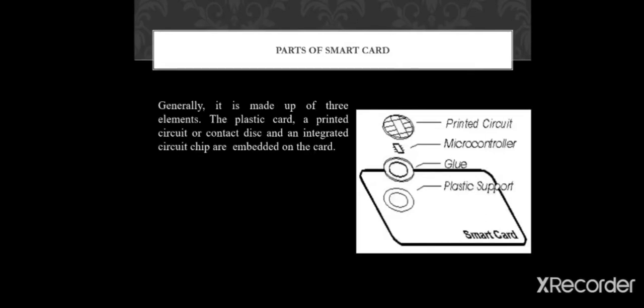Now the parts of a smart card. What are the parts of a smart card? As you can see in the picture, it is made of three elements: plastic, a printed circuit, and an integrated circuit chip, which is embedded on the card.